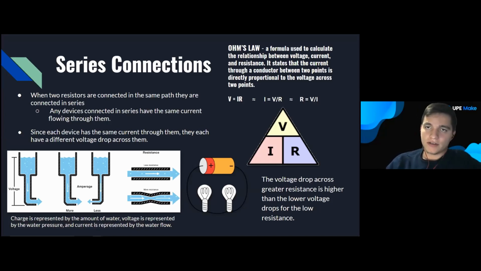One other important thing to consider is Ohm's law. Ohm's law is a formula used to understand the relationship between voltage, current, and resistance. This is a triangle that's very much used whenever you're doing circuit analysis. It's used so that you can understand what you have to multiply or divide to get the value that you're trying to find in the circuit.